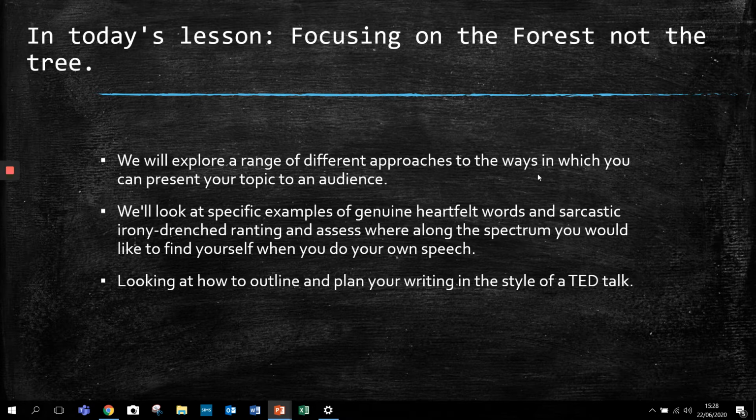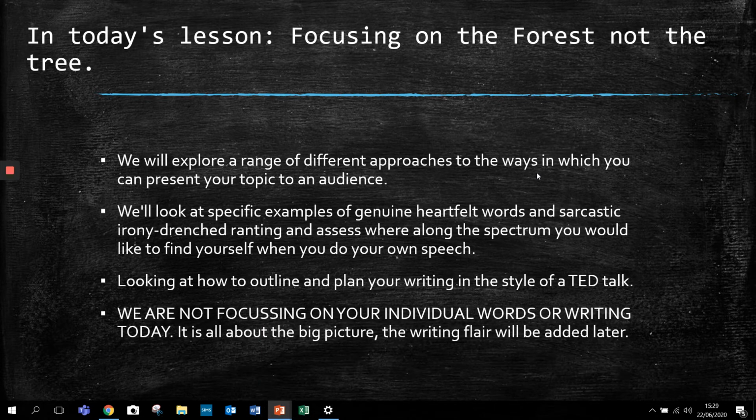You won't be actually planning your writing this week. That's something you're going to do next week when I view a sheet which has actually got the exam material on it as well. But this is a good way to get started. Okay. And we're not going to be focusing on your individual writing today.